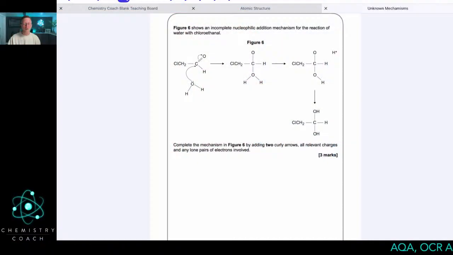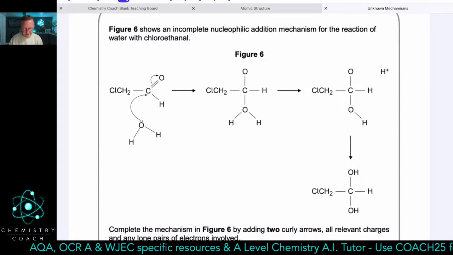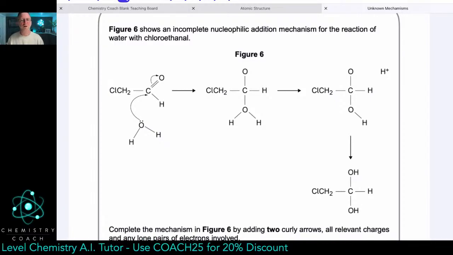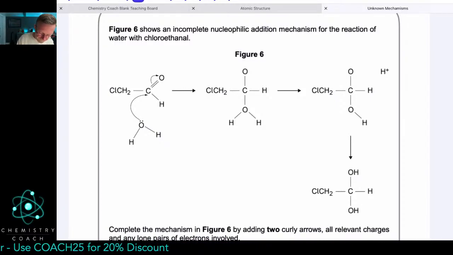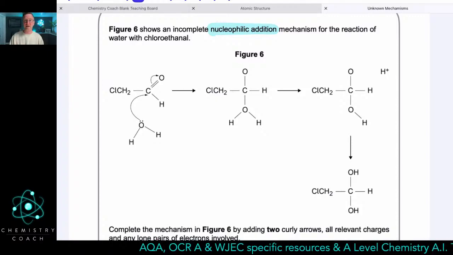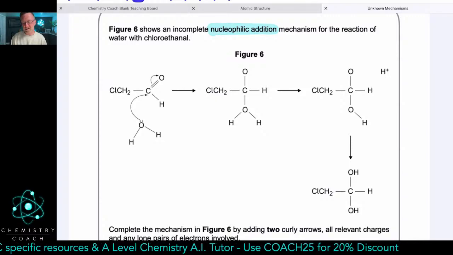So let me show you. This is a selection of what I call unknown mechanisms. This shows the incomplete nucleophilic addition mechanism for the reaction of water with chloroethanol. So this is an A-level one, nucleophilic addition. We should remember that this is the reaction that we classically see in the specification between an aldehyde or a ketone and a CN minus ion, okay?